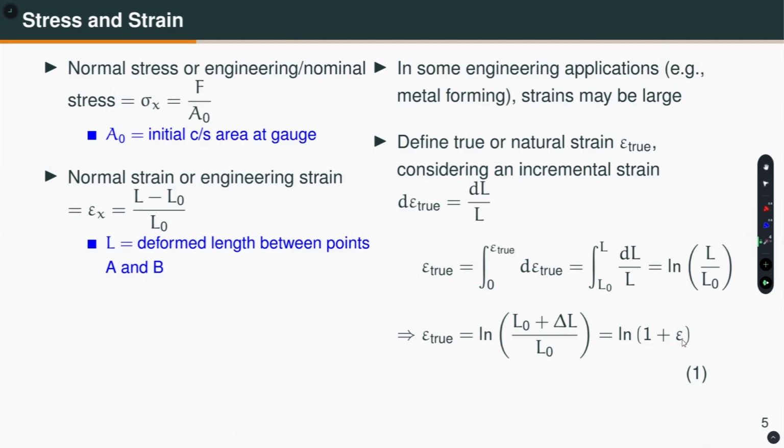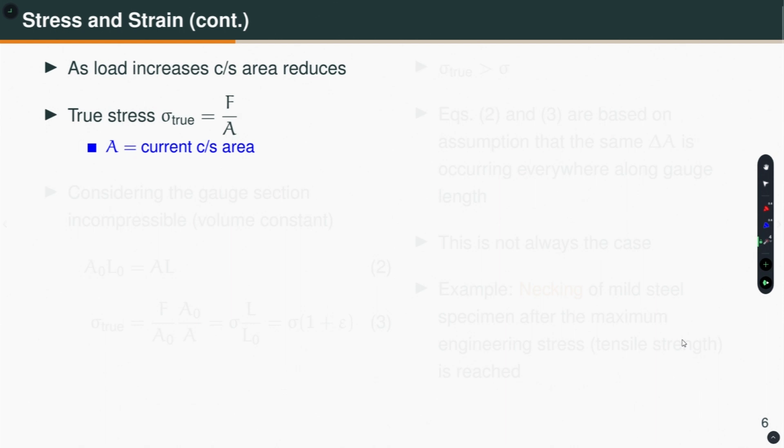I will show you what the true stress strain response looks like, but before that let me also define the true stress. When I am pulling the specimen, the cross sectional area of the specimen will reduce. So there is a change in the cross sectional area as the load increases. So what we can do is define what is called a true stress, that is load divided by the current cross sectional area. When the load is F, what is the value of the cross sectional area?